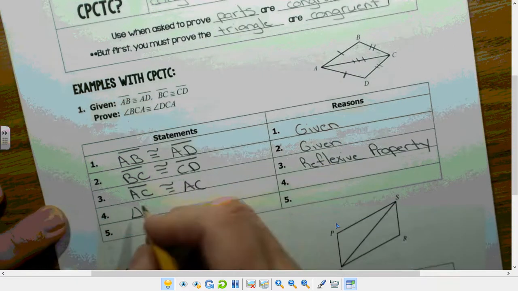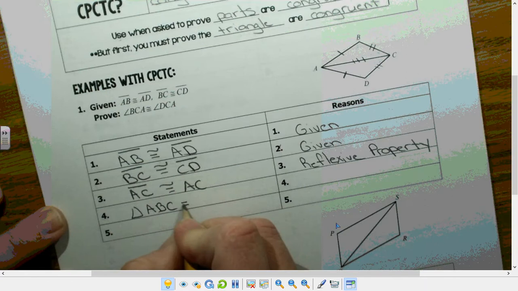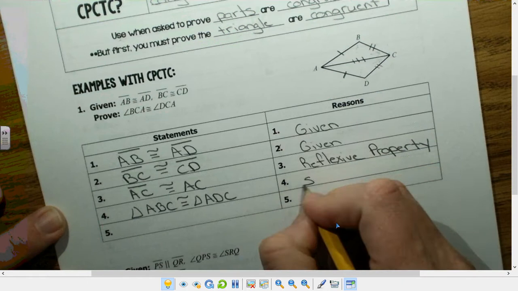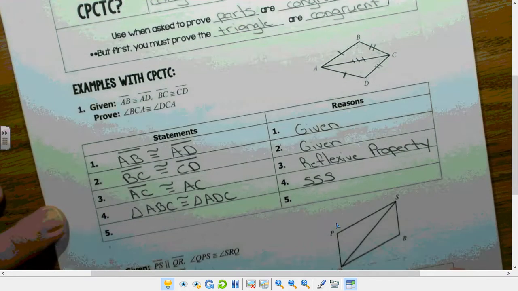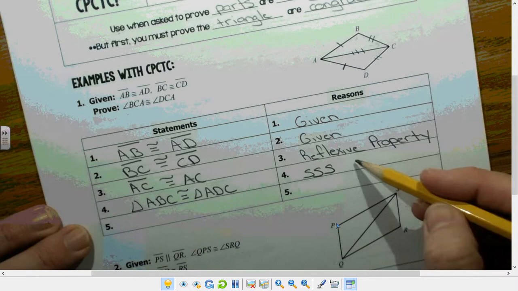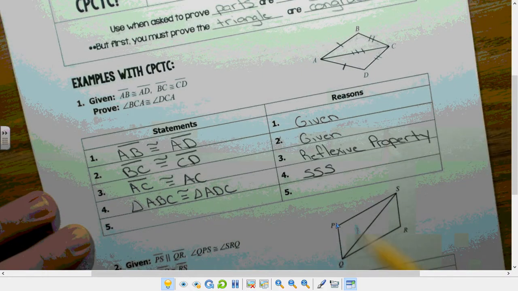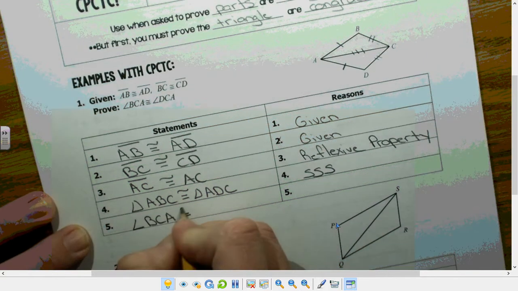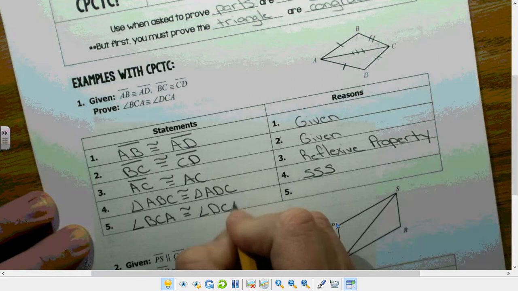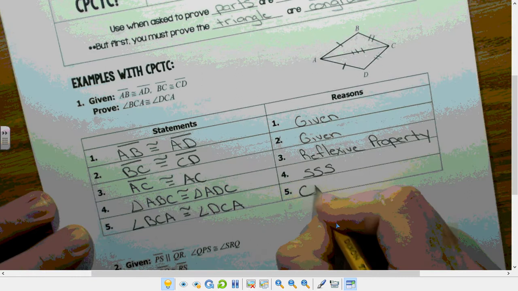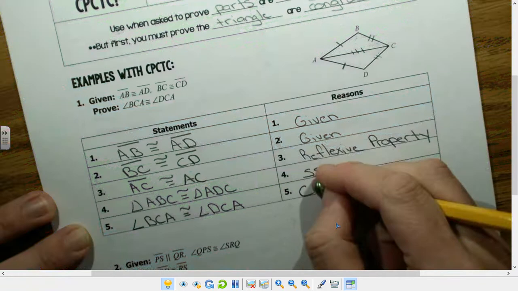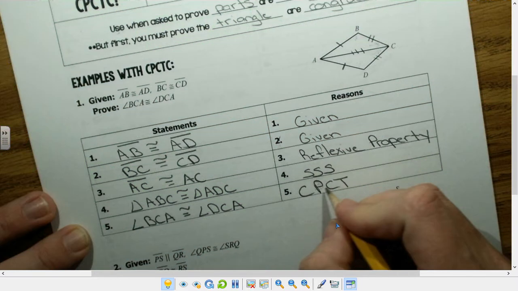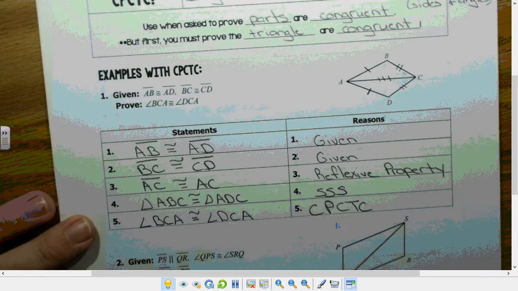So now we can say triangle ABC is congruent to triangle ADC, and that's by using side, side, side, right? The three congruent sides. Because these triangles are congruent, then all corresponding parts of the triangles are also congruent. So angle BCA is congruent to angle DCA using, we can just abbreviate, CPCTC: corresponding parts of congruent triangles are congruent. That's what we're doing in this lecture today.